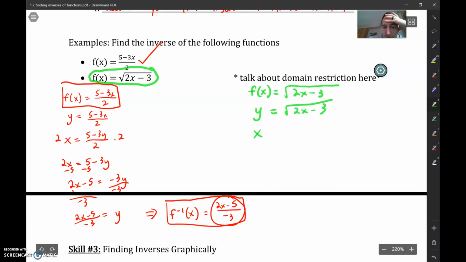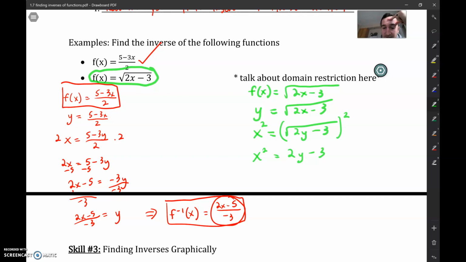Then let's switch the x and the y. And now we've got to solve backwards for y. So we have to make sure we do our order of operations correctly here. I can't just add 3 over to the left because it's underneath the square root. What I need to first do is square both sides. Because now when we square both sides, we are left with this.